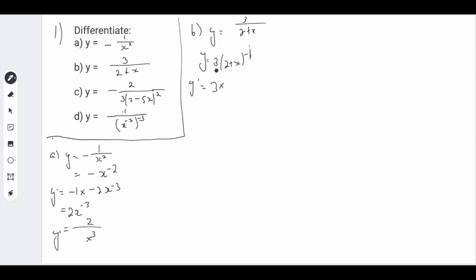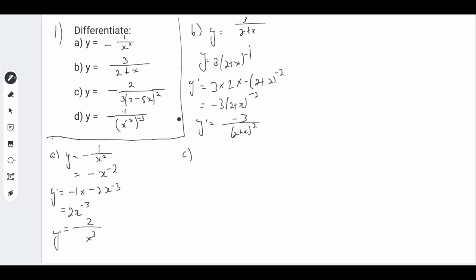We have a 3. We're going to differentiate what's inside that bracket, which is just going to be 1, because 2 is nothing. Differentiating x will give you 1. And then we're going to bring this minus 1 to the front. So minus 1, or just minus. Leave the brackets the same, 2 plus x. And then decrease the power by 1, so minus 2. And so now we get minus 3 (2 plus x) to the power of minus 2, or just minus 3 over (2 plus x) squared. And that would be our answer there.